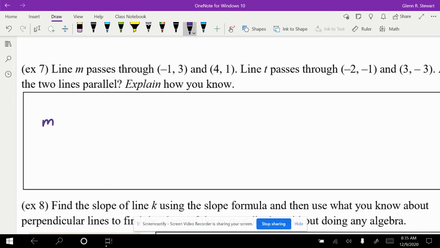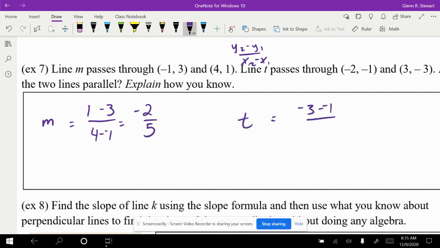Okay, first off, I'm going to use line M. I'm going to use that y2 minus y1 over x2 minus x1. So 1 minus 3 over 4 minus -1 gives us -2 over 5. Then for T, we have -3 minus -1 over 3 minus -2, which gives us -2 over 5.